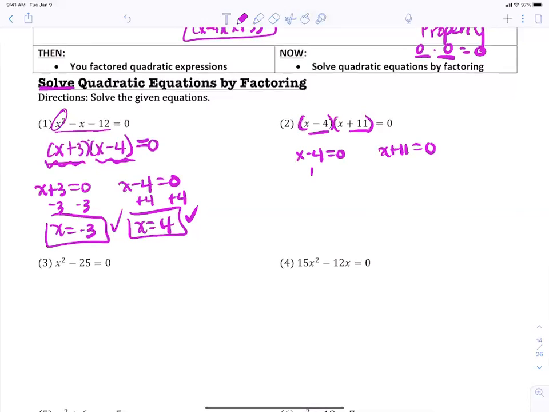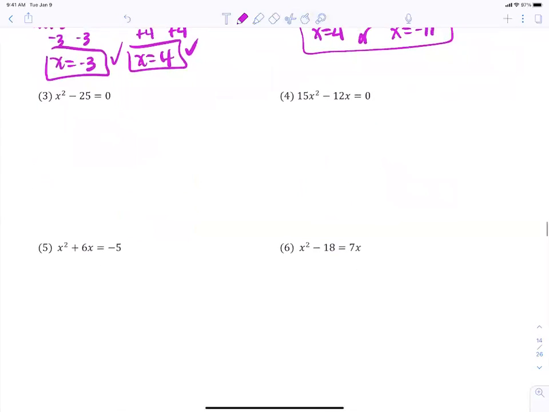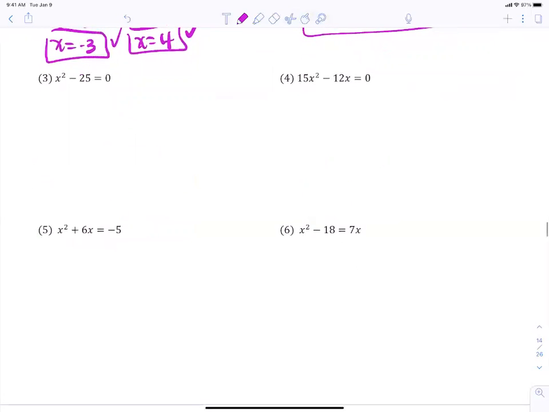So in the first one, I'm going to add 4 to both sides. We're going to get x equals 4. Second one, I'm going to subtract 11 from both sides, and we're going to get x equals negative 11. Boom. Okay. Now, we do have to be careful though.